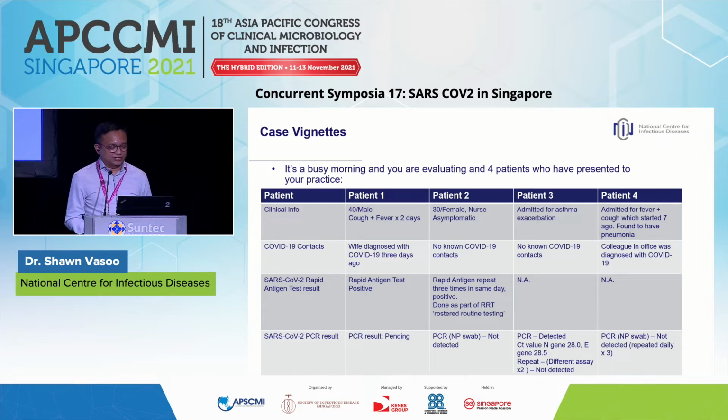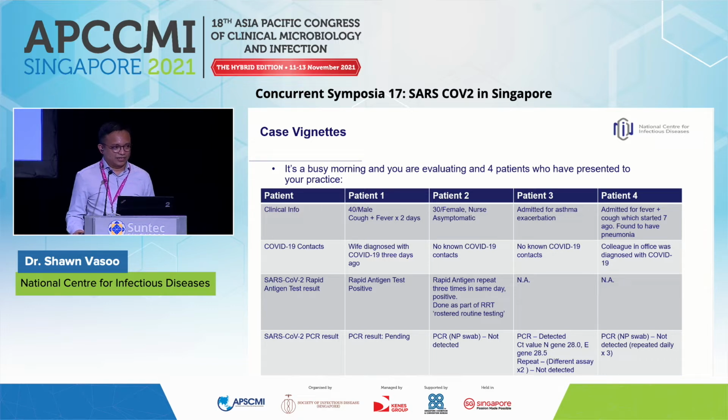The second patient is a 30-year-old female nurse who's asymptomatic. She has no known COVID contacts. We have started something called rostered regular testing, or routine testing, where we are all mandated to do twice a week rapid tests to screen for COVID, and hers was positive. Because she was very worried, she repeated it 3 times in the same day and it was positive, and she's here for evaluation. You do a PCR and the PCR is negative. So what do you do?